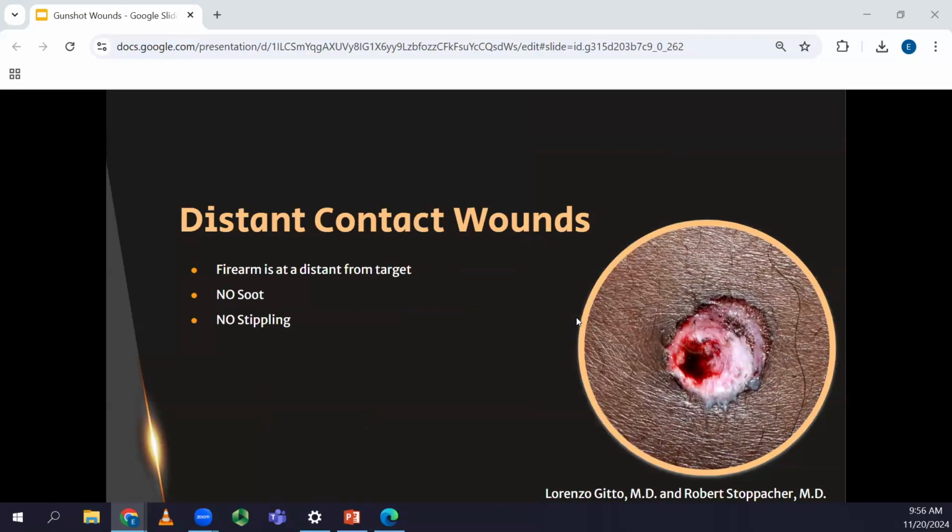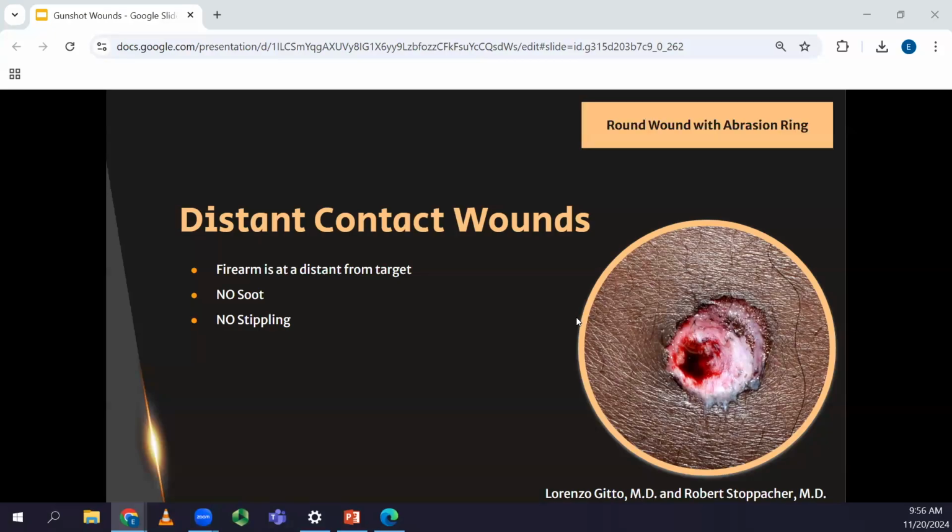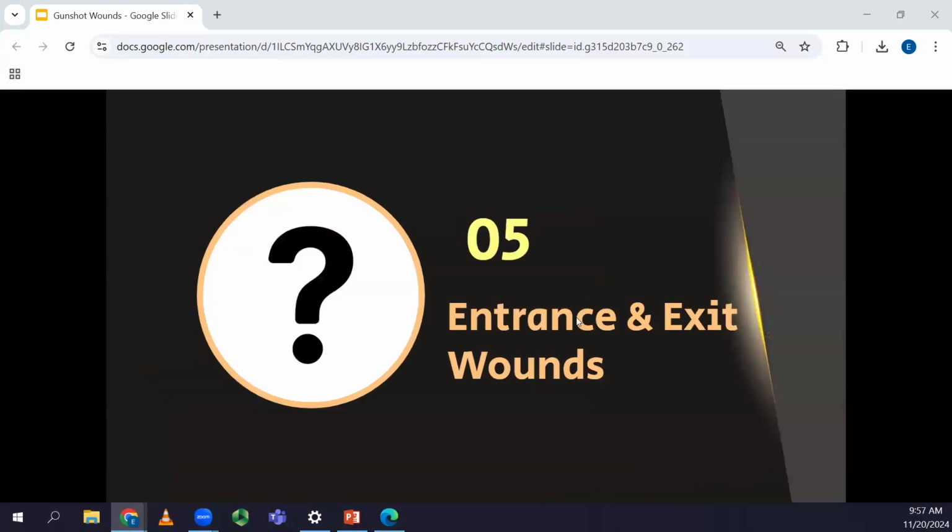So when it comes to distant wounds, the firearm is distant from the target. For the most part, like I mentioned before, these are not close range wounds. That's how we would describe it. And the reason why we'd say this is not a close range wound is that we're not seeing the soot, which is usually apparent in less than 6 inches. And we're not seeing the stippling, which is usually apparent in less than 4 feet. So we can basically say this is greater than 4 feet distance from where the firearm was actually discharged. But this is not something you would document in the chart. You would never say distant, close range. That's not for you. You just document what you're seeing, which is a round wound with abrasion ring.